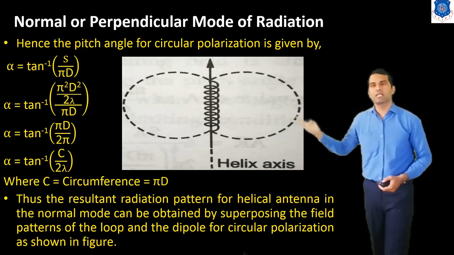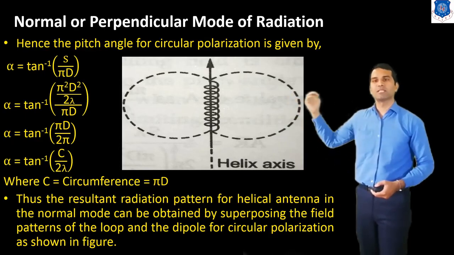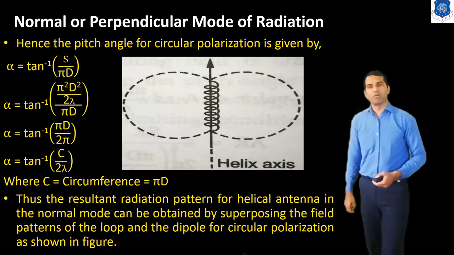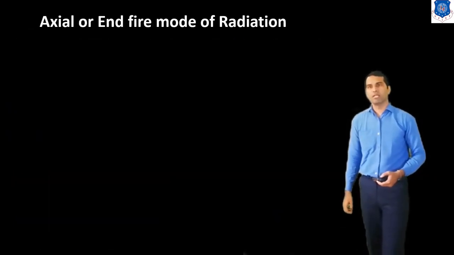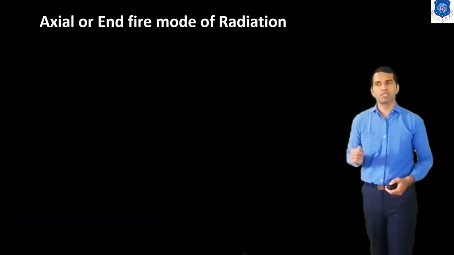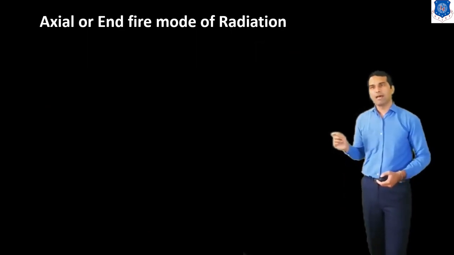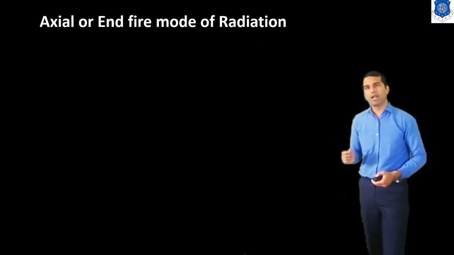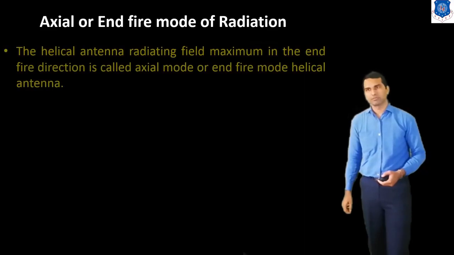So this is the radiation pattern for the normal, or we can say perpendicular mode. Now we discuss the second mode. This is the helical axial, or the end fire mode of radiation.